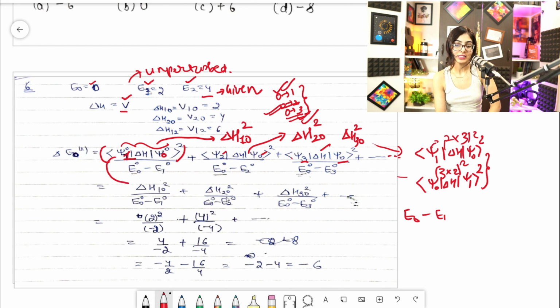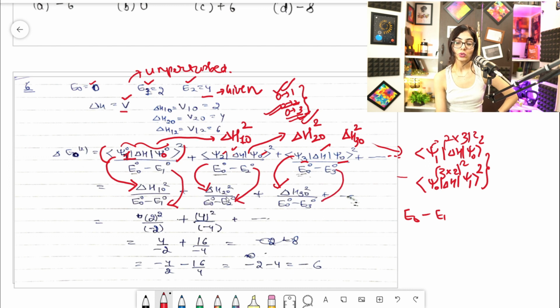So I'll replace this with del h 1 0 square, this thing with del h 2 0 square, and then this thing with del h 3 0 square, and the denominator will be completely the same. Now I'll put in the values whatever is given. The del h values are also given, and the original values E0, E1, E2 are also given. So I'll substitute the values. So now del h 1 0.